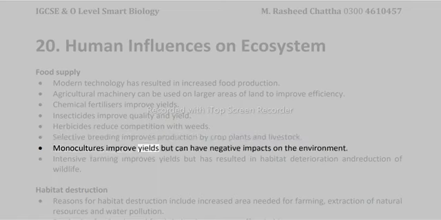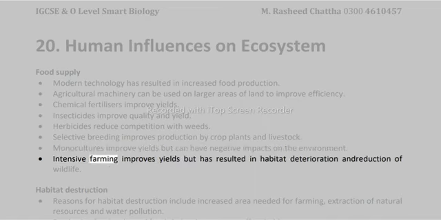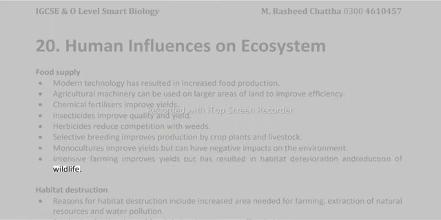Monocultures improve yields but can have negative impacts on the environment. Intensive farming improves yields but has resulted in habitat deterioration and reduction of wildlife.